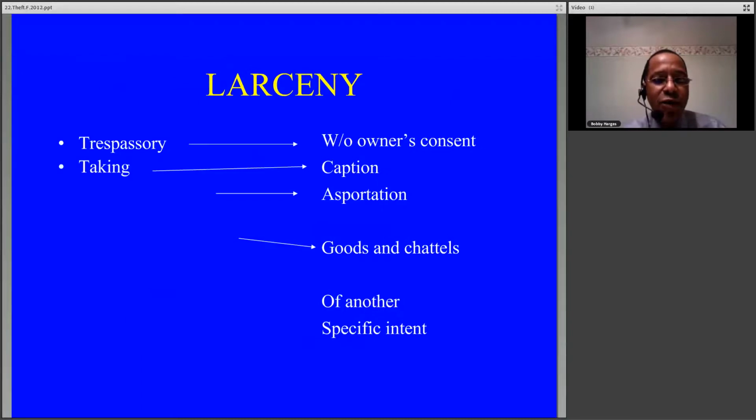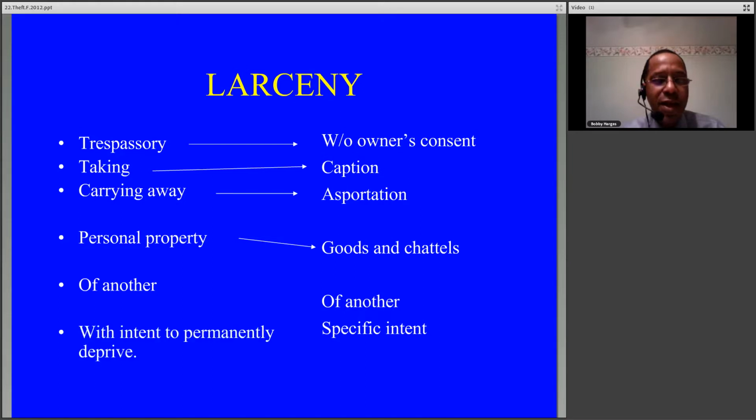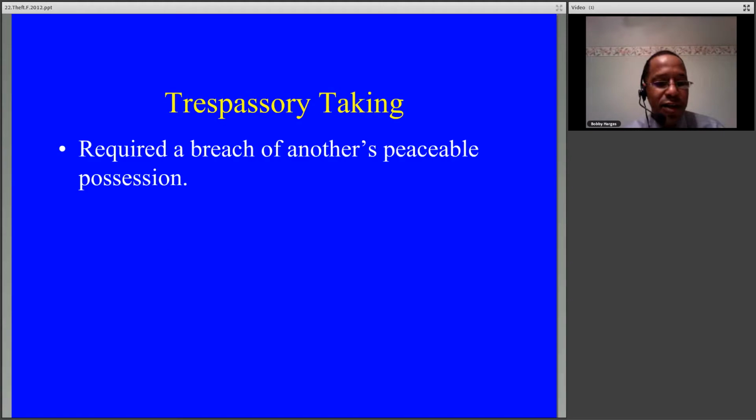Here I have a slide with the elements of common law larceny. It was a trespassory taking and carrying away of the valuable personal property of another with the intent to permanently deprive. I will go over each of these elements so that you can get a pretty good understanding of the elements of the crime.